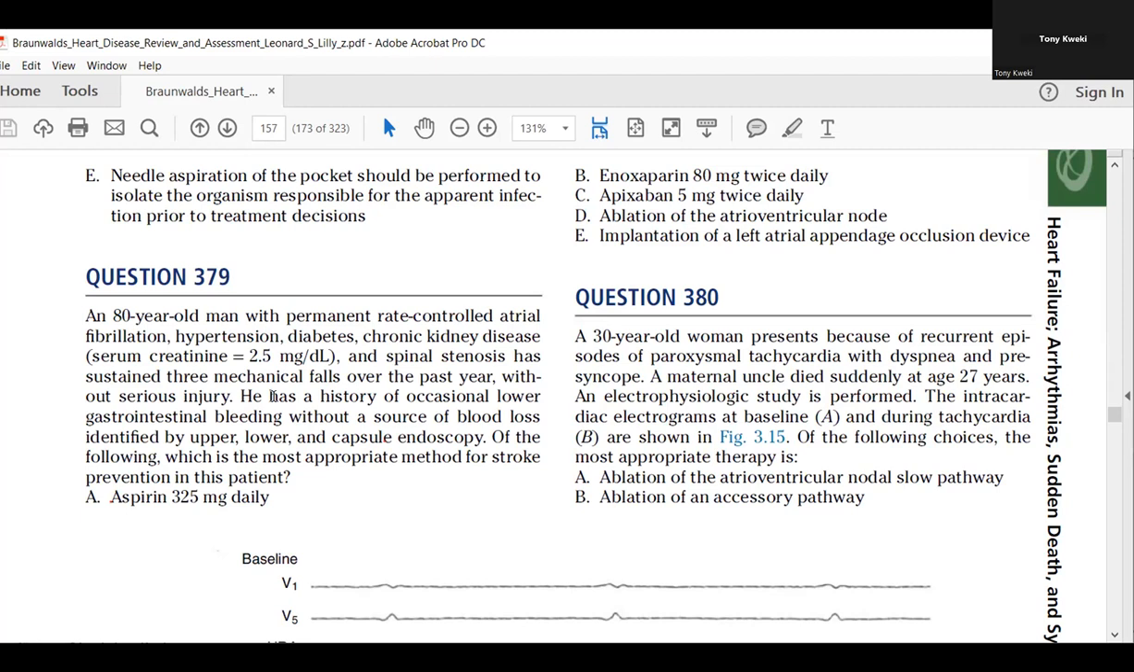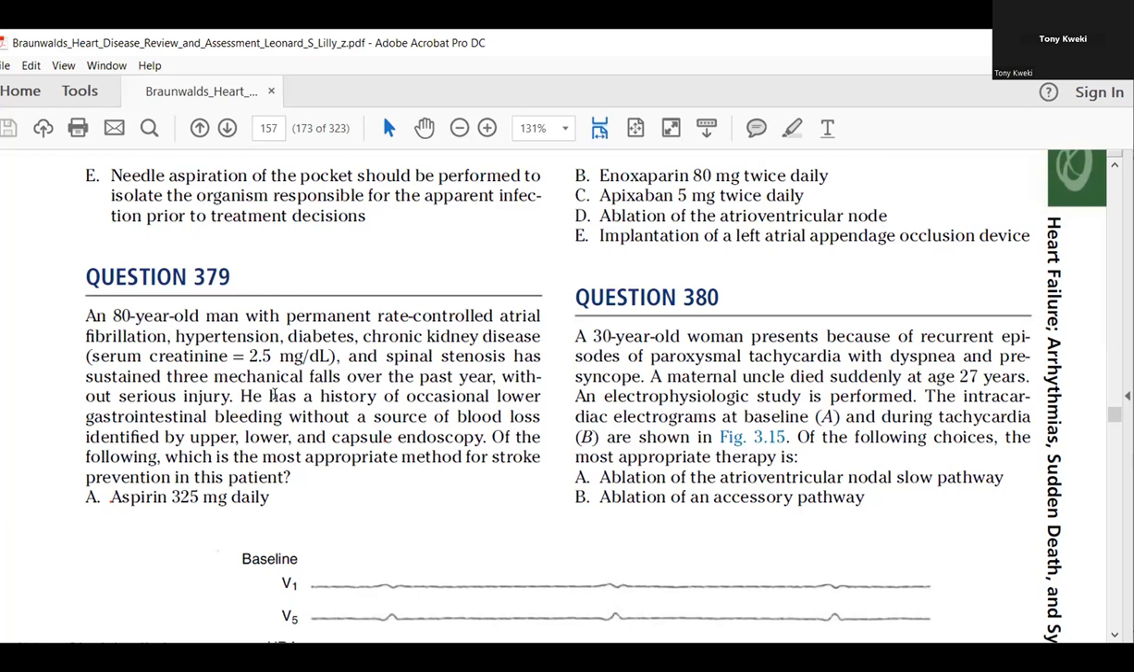Also, for the patient, nothing was identified by upper and lower endoscopy and capsule endoscopy. Of the following, which is the most appropriate method for stroke prevention?